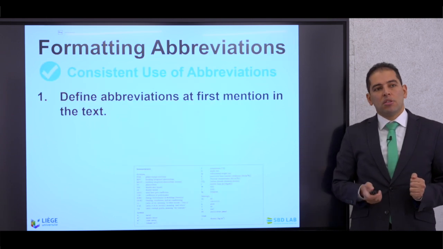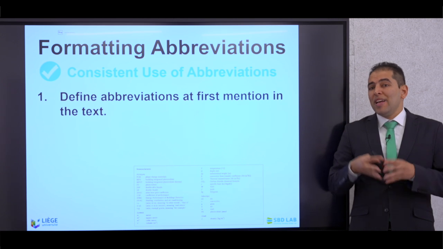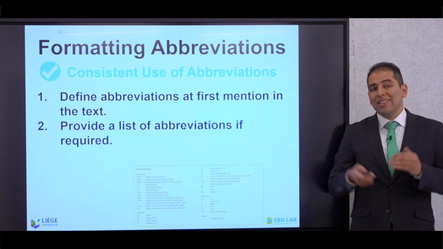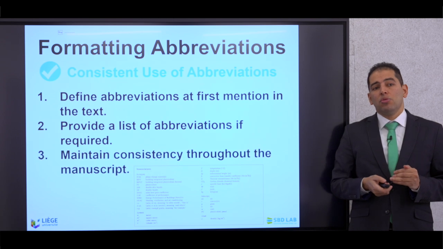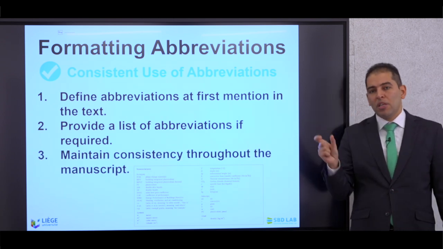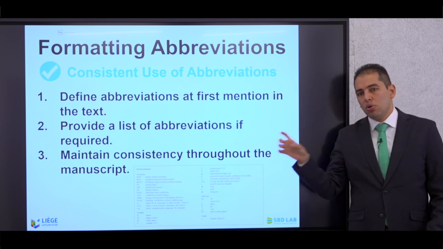consistency in this process. Now, also use consistent abbreviations. Define the abbreviations at first and mention them at the beginning of your text. Provide a list of abbreviations and make sure that you maintain the consistency throughout the manuscript. If you use an abbreviation for a certain terminology, make sure that this abbreviation is used across the whole document.